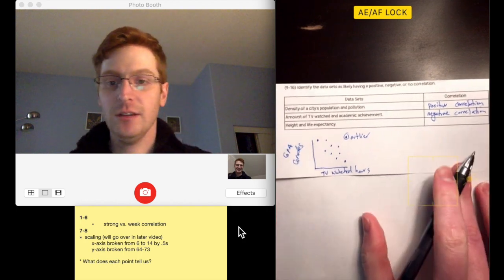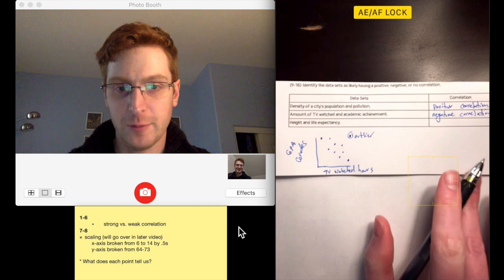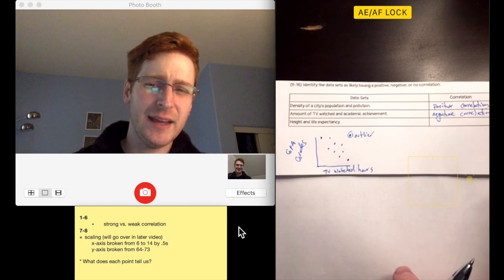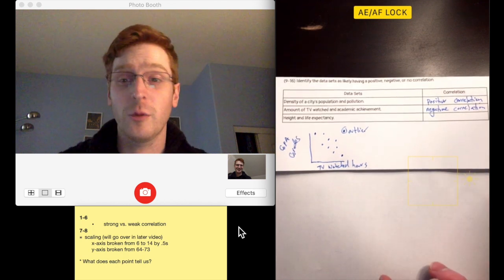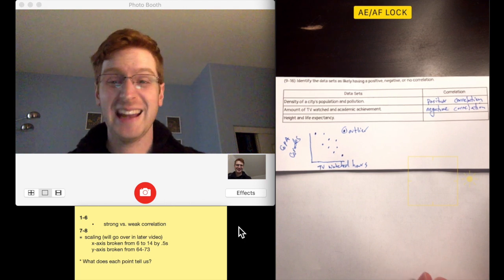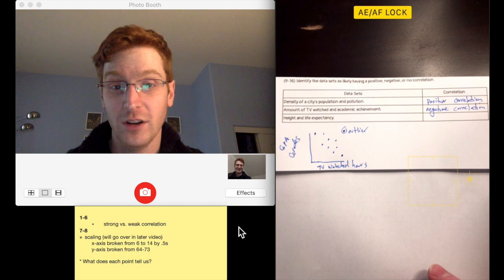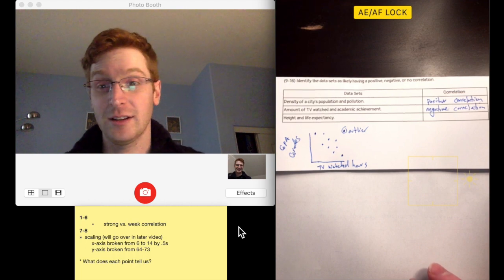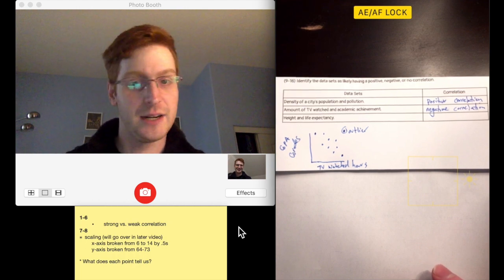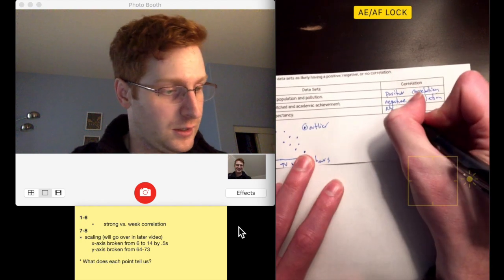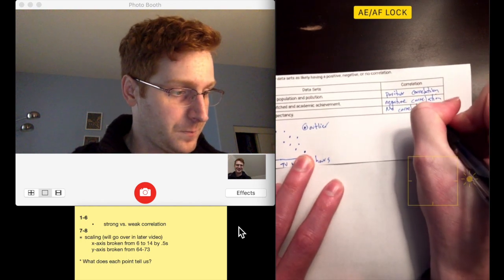And lastly, we've got height and life expectancy. It doesn't really make a whole lot of sense to me. In the general population, I think that height and life expectancy don't have much of a correlation. If you're really tall, it doesn't necessarily mean you're going to live any longer or any shorter than anybody else. We can just write no correlation.